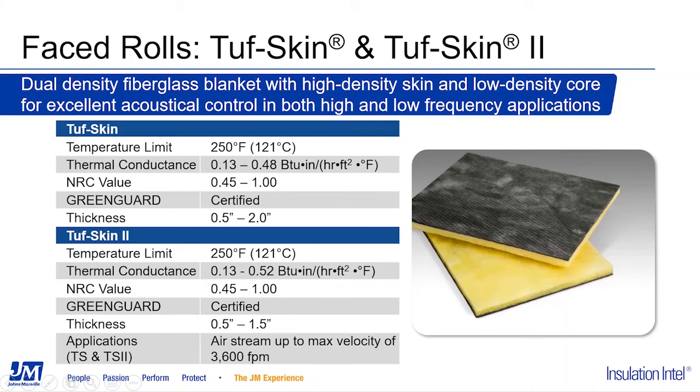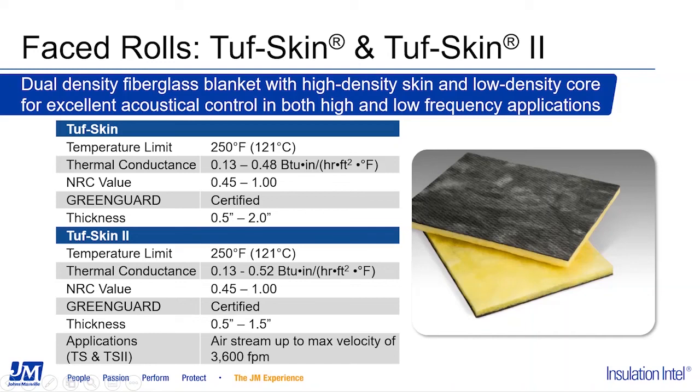The basic difference between the two products, ToughSkin and ToughSkin 2, is the density of the finished composite. ToughSkin is slightly higher density overall, composite density, than the ToughSkin 2. In each of the product charts that you'll see in the upcoming pages for each of the products, they're all going to list temperature limits, K values or thermal values at 75 degrees Fahrenheit, NRC or the acoustic values. These are details that Josh just covered. We'll list if it's GreenGuard certified and thickness options.